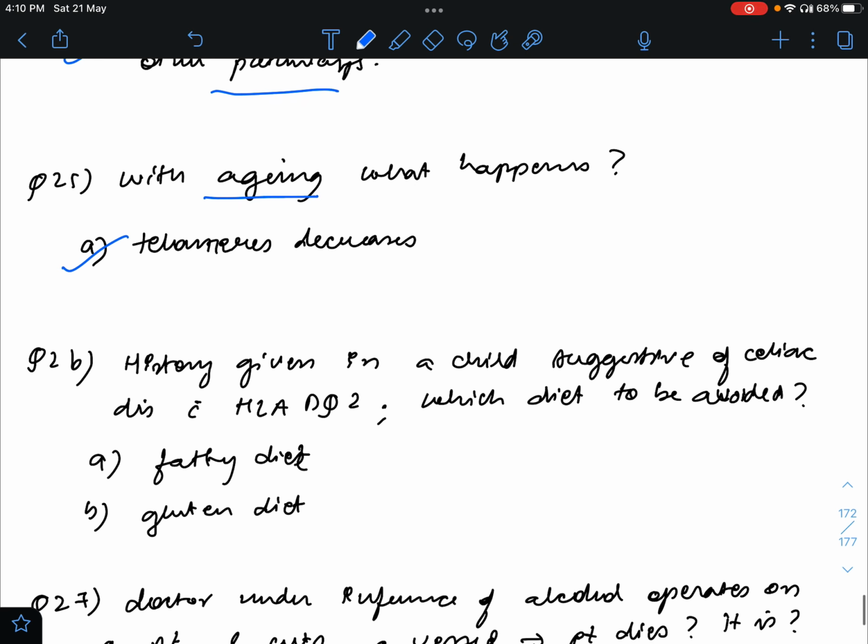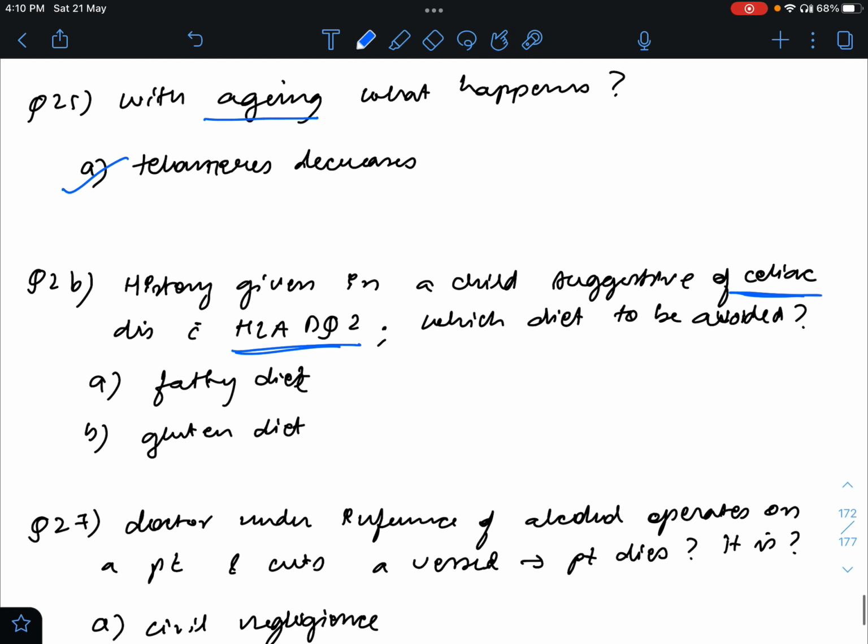Question number 26, there was a history given in a child suggestive of celiac disease, and they also mentioned that it is DQ2 positive. So it should be celiac disease, and they asked which diet should be avoided. In this we avoid the gluten diet. Gluten basically means we avoid barley, rye, oats, and wheat.